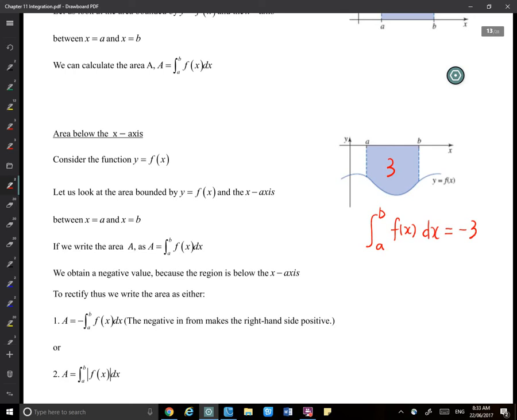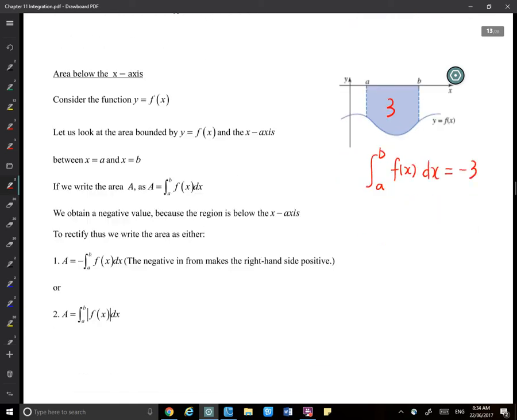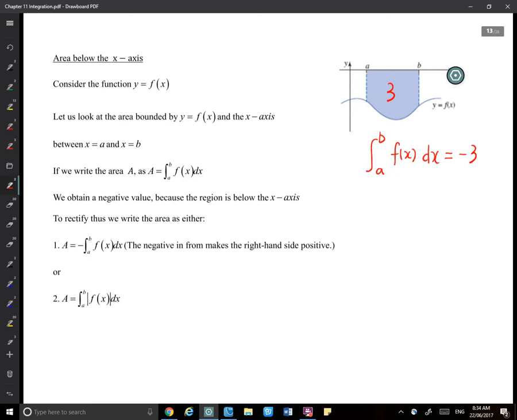Therefore, when the question asks what is the area under the curve for this part, or what is the shaded area, you shouldn't answer with a negative value. You should give a positive value. There are two ways to do this. One, you can negate the whole thing: you put a negative sign in front, and that gives you +3.